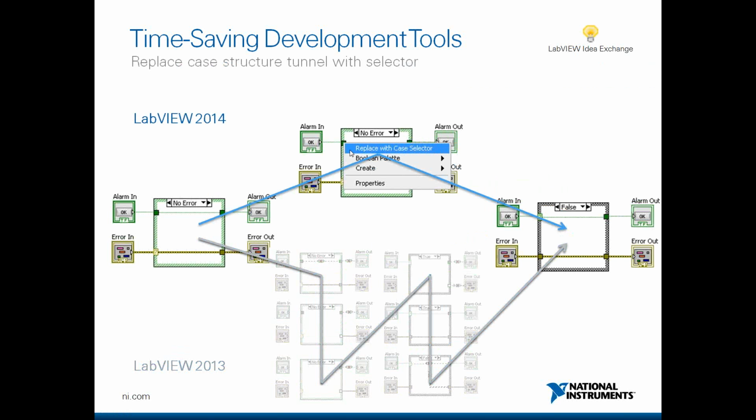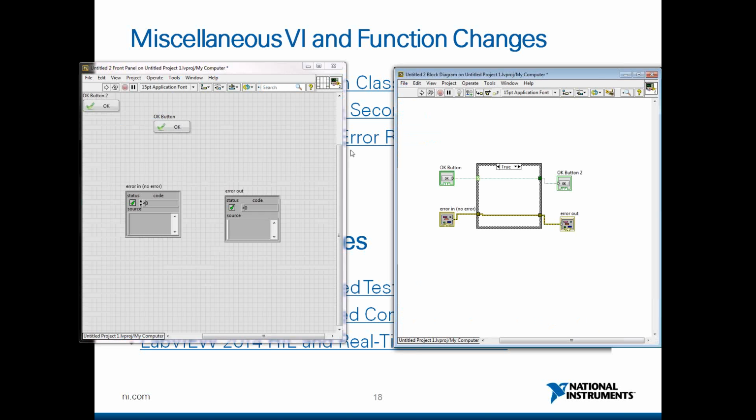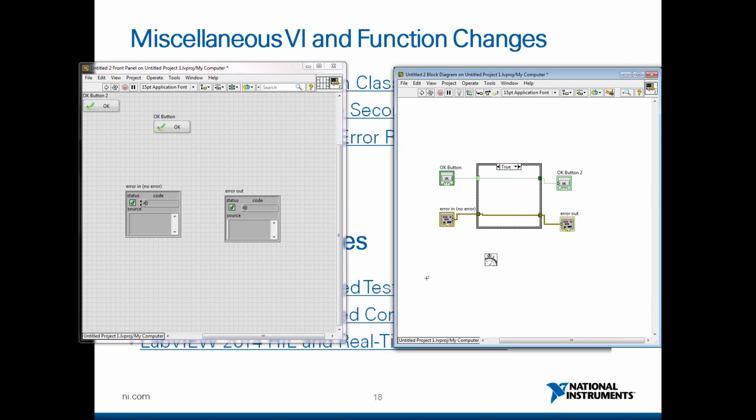These are some more functionalities which have been added in LabVIEW 2014, like the get class hierarchy from class name VI. It returns an array of class names in descending order using a specified class name that inherits from generic. High resolution relative seconds is a new function which has been added to our functions palette, timing palette. This VI is similar to the tick count function, except that this VI provides a timestamp with a much higher resolution. You can also use this VI to benchmark code with very high precision.